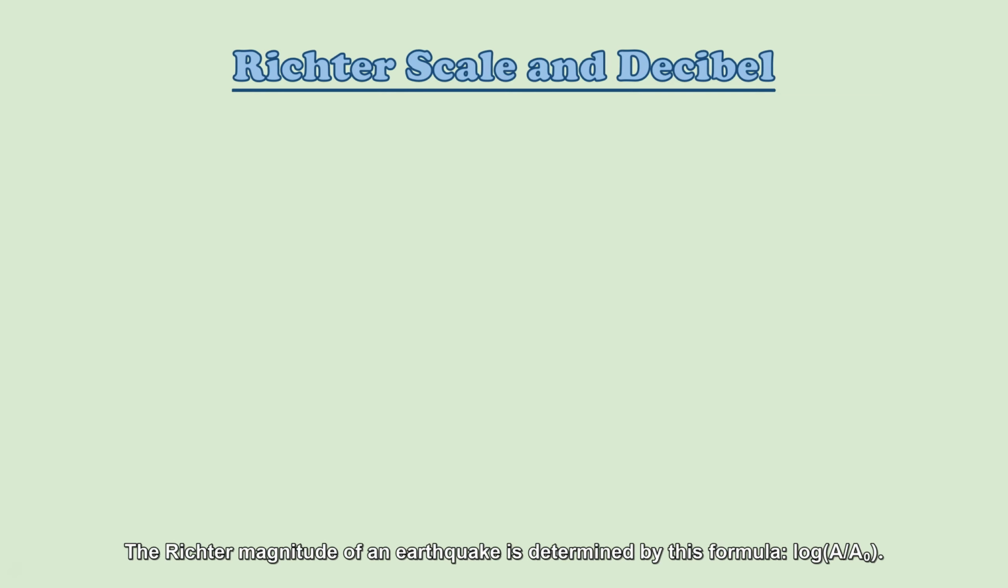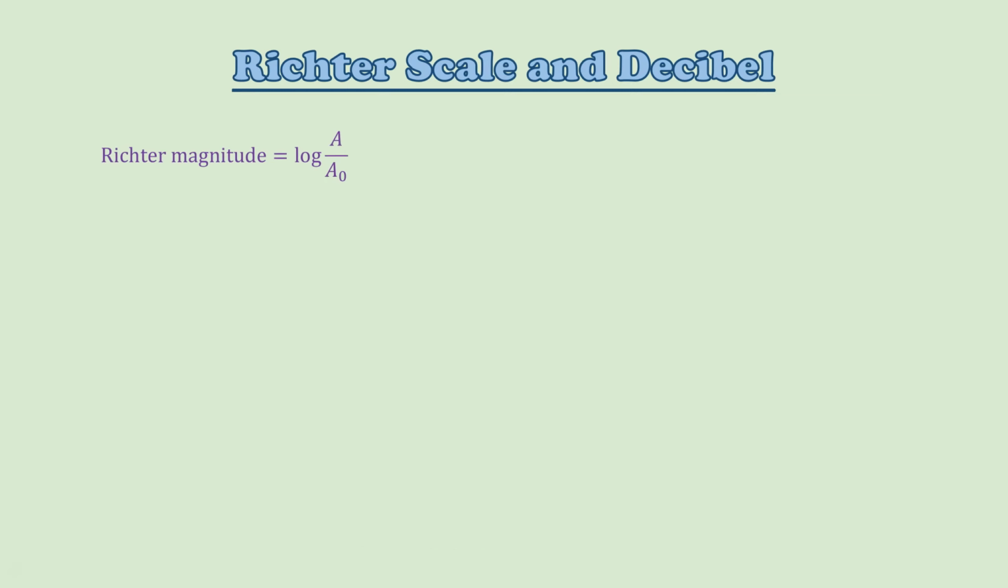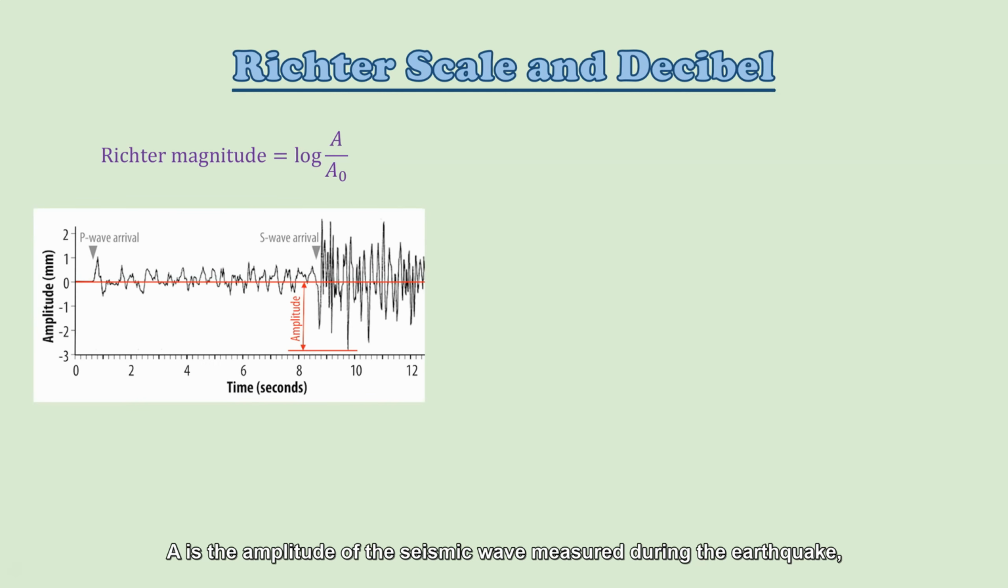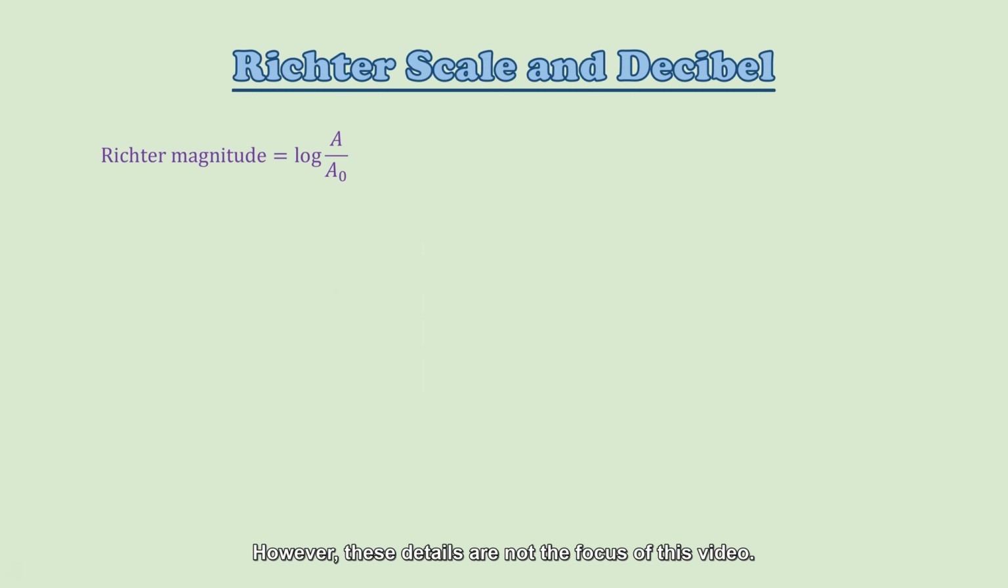The Richter magnitude of an earthquake is determined by this formula, the logarithm of A over A naught. A is the amplitude of the seismic wave measured during the earthquake, and A naught means the amplitude for which the Richter magnitude is equal to 0. Technically, A naught is chosen to be 0.001 mm for the epicentral distance of 100 km. However, these details are not the focus of this video.